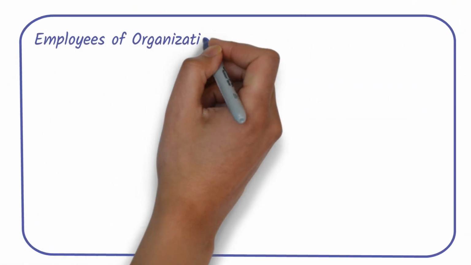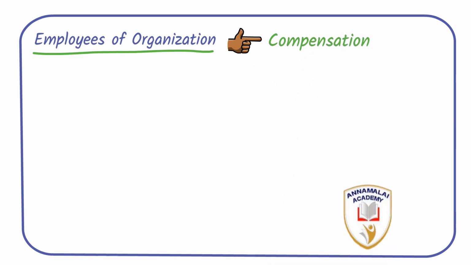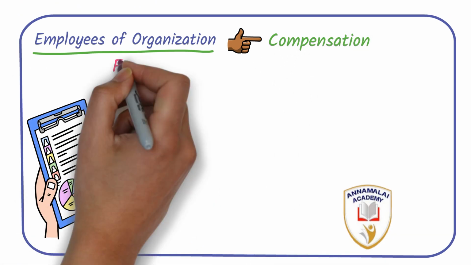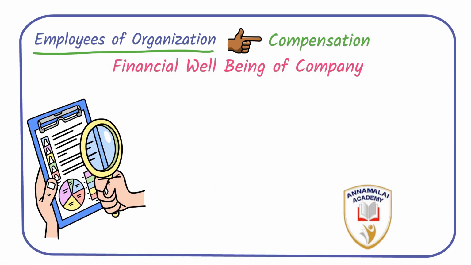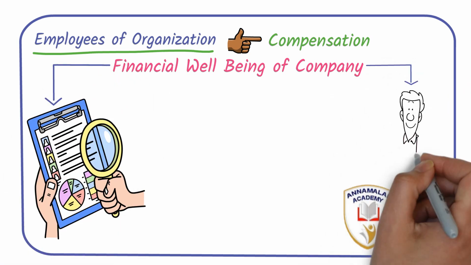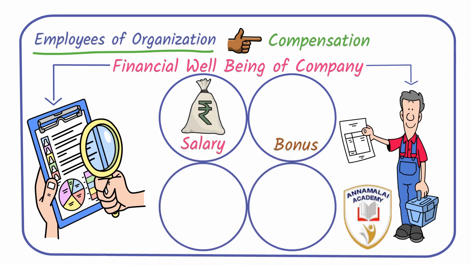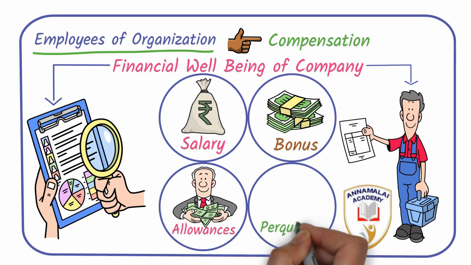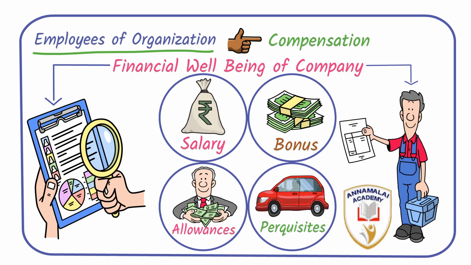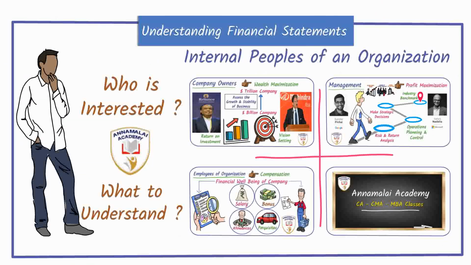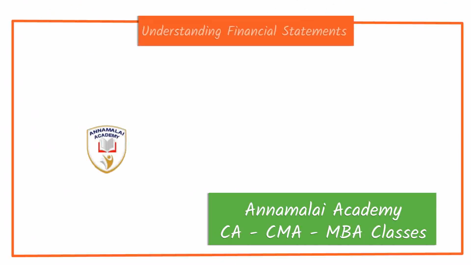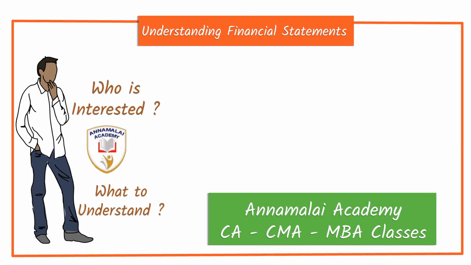Following the management, the employees of the organization, they are concerned about their compensation factors. They gauge the financial well-being of a company and thereby connect their compensation aspects, that is the salary paid to them, the bonus they get, the allowances and the perquisites. And following the internal users, the external people, who are all the external people interested in understanding the financial statements?